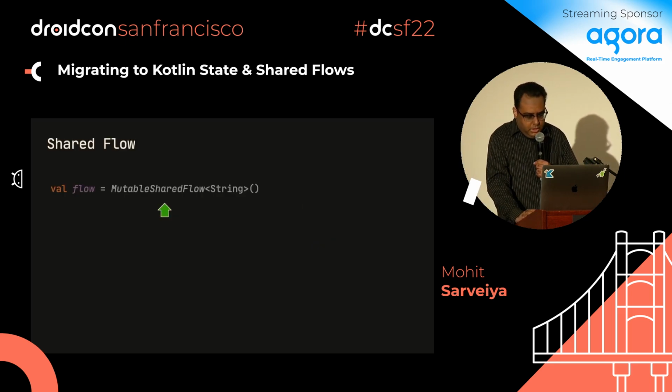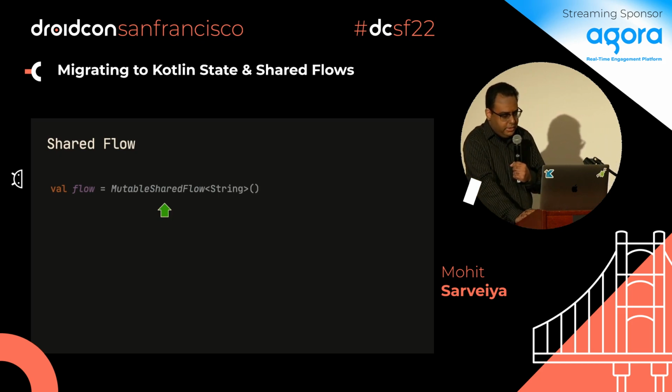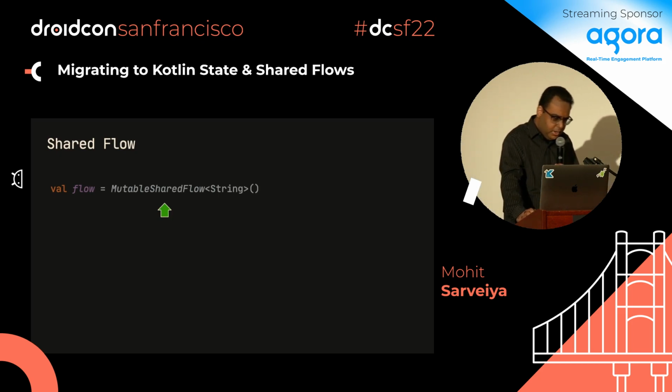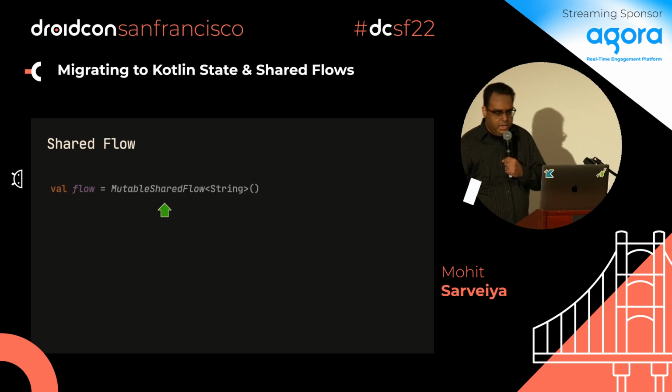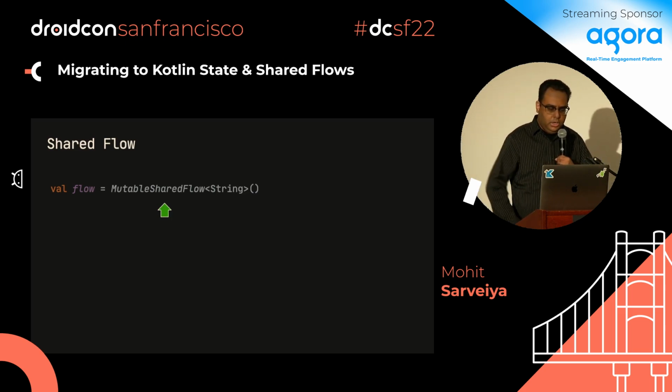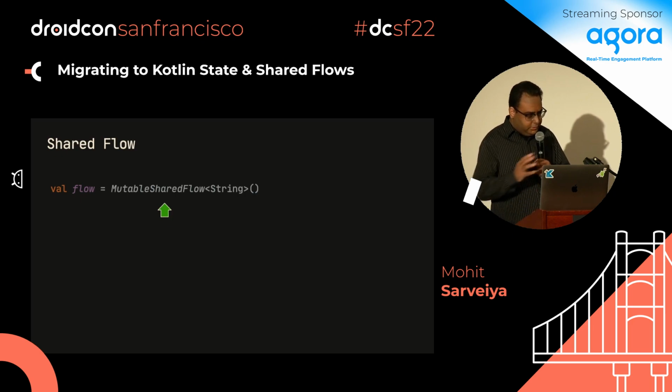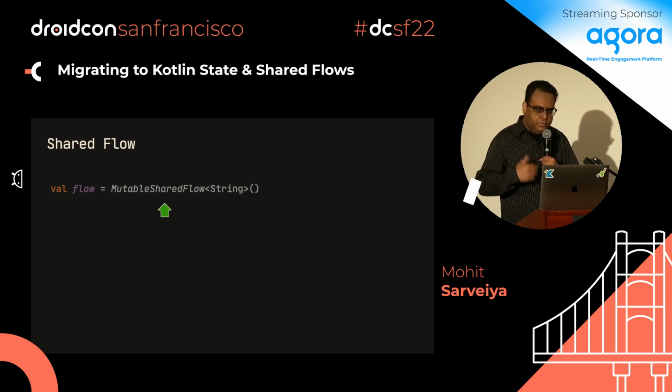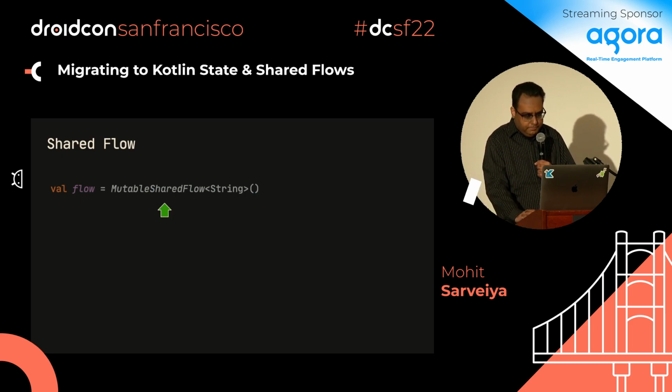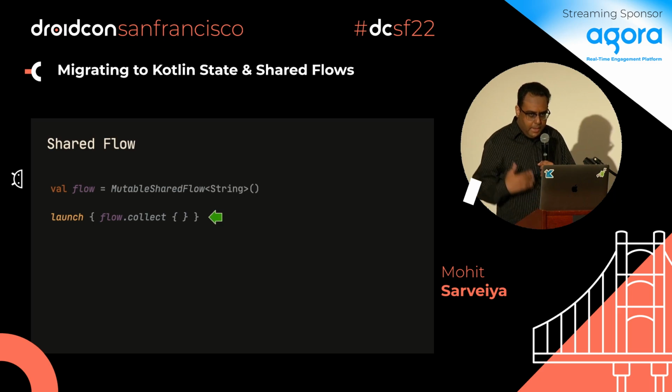So how do you declare a shared flow? It's very different than declaring a state flow, where you don't specify a default value, a starting value. But there are other things through the constructor that you could configure. So let's look at an example of reading from a shared flow and pushing to it.